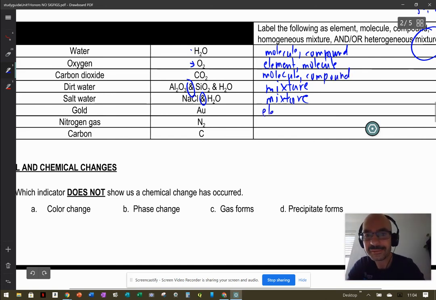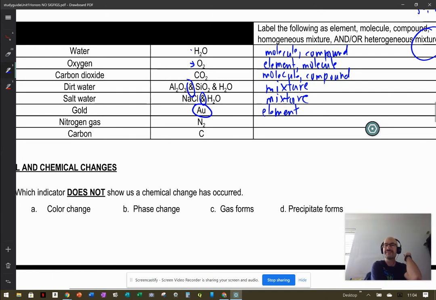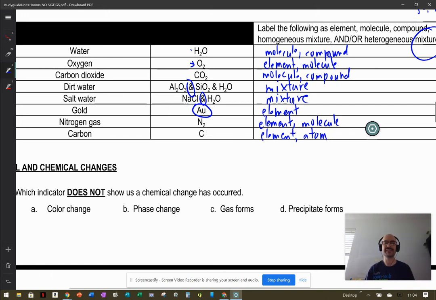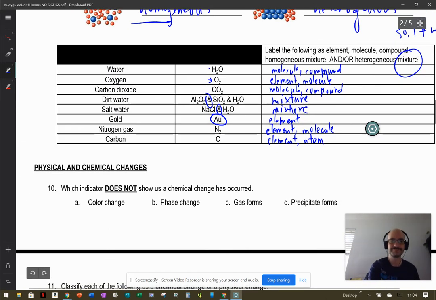Gold would be an element. We're not being shown that there's anything more than one atom that we're looking at, so we're not going to call it a molecule. So it's just an element. Nitrogen gas, I would consider it an element because it's just made of one type of element, and a molecule. And this last one, carbon, is an element, and we can say an atom. It's not a molecule because we're not showing it's attached to anything but one other carbon.